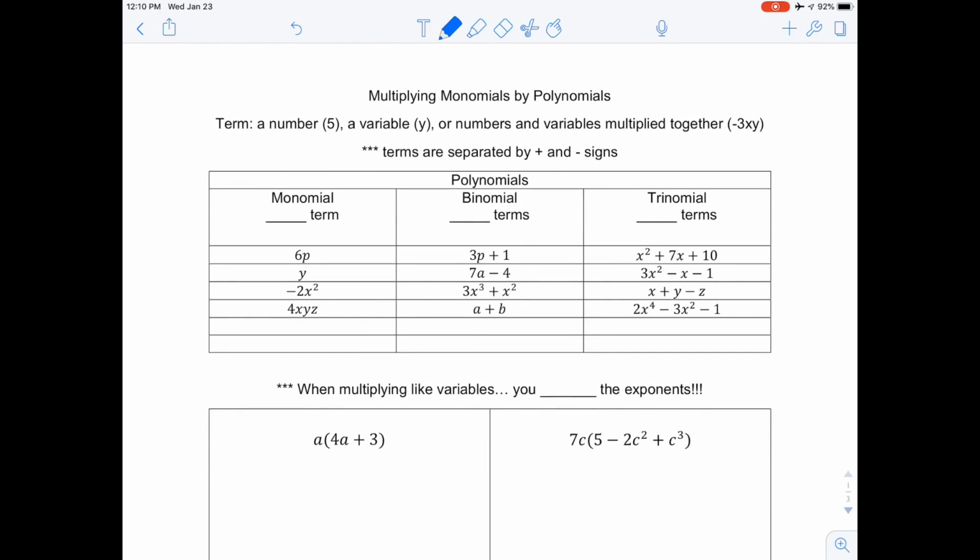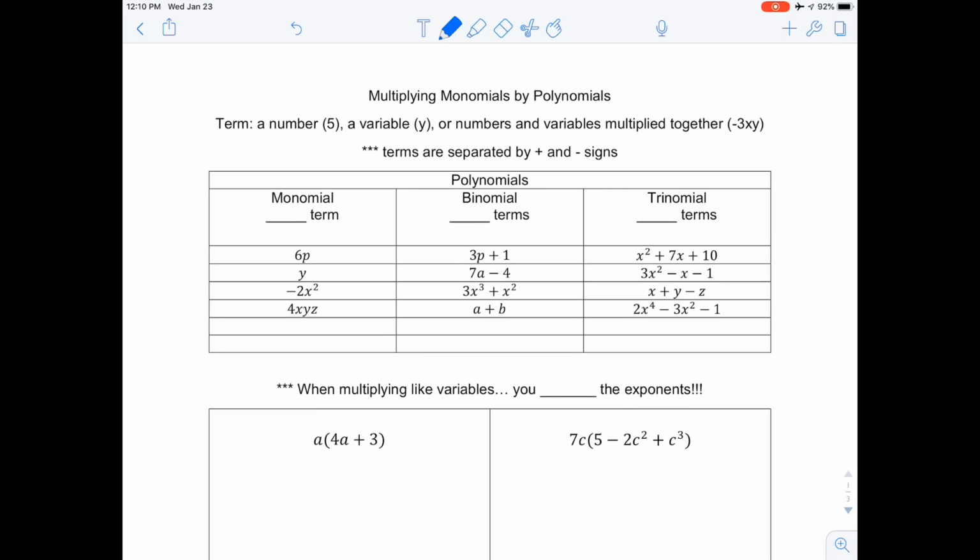Alright, so today what we're going to be learning is kind of a review of stuff that we've already learned. It's just kind of taking it one step higher, looking at some bigger exponents. But we're multiplying monomials by polynomials. So the first thing that we have to understand is what makes something a monomial, a binomial, a trinomial. And that depends on how many terms are in it.